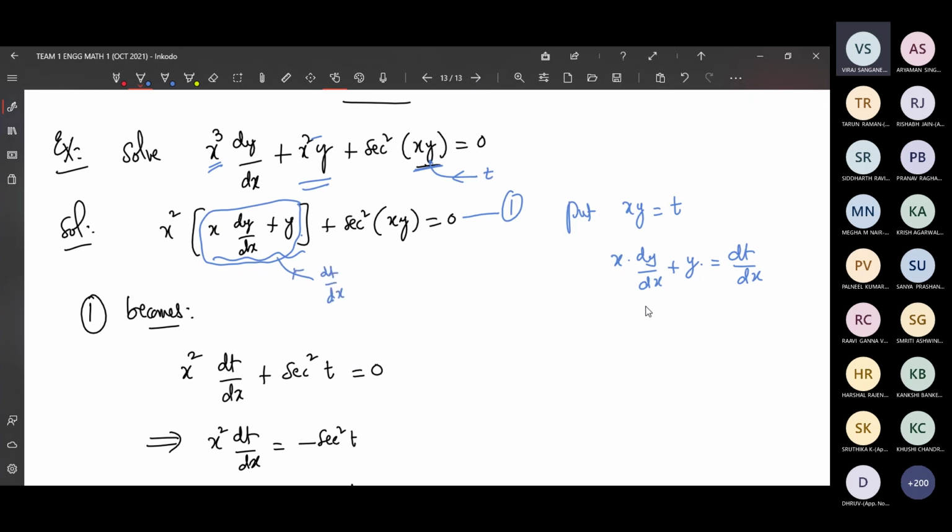So that's what I didn't understand. How did it become dt by dx? Yeah, first you start with xy equals t, right? Then differentiate both sides with respect to x. By the product rule, the left hand side is x into the derivative of y, dy by dx, plus y into the derivative of x, 1, equal to the derivative of t, dt by dx. Yes, I got it. Thank you. Therefore, this is dt by dx.